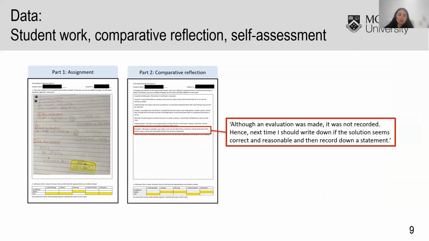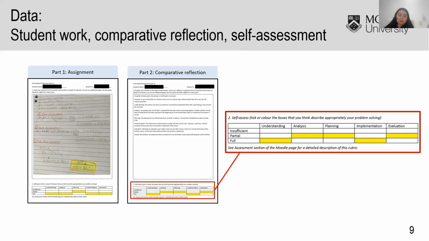In part 2, once they were given the expert solution, they reflected on how they think they went, and this is an example of a reflection that a student made. The student says, "Although an evaluation was made, it was not recorded. Hence, next time I should write down if the solution seems correct and reasonable, and then record down a statement." And again, they self-assess their abilities to use those problem-solving elements on a scale of full, partial, insufficient.